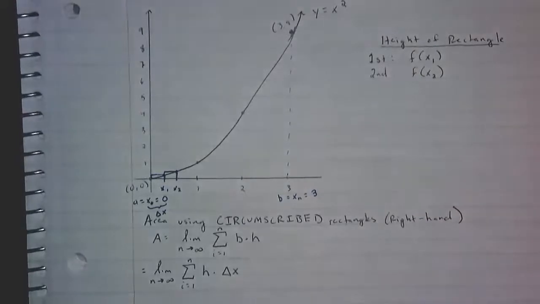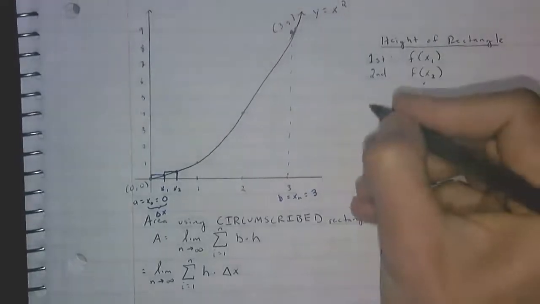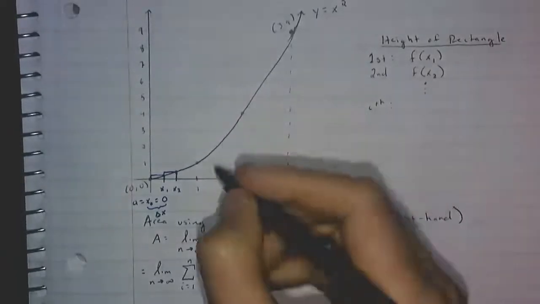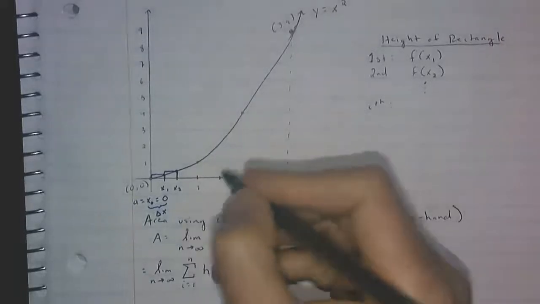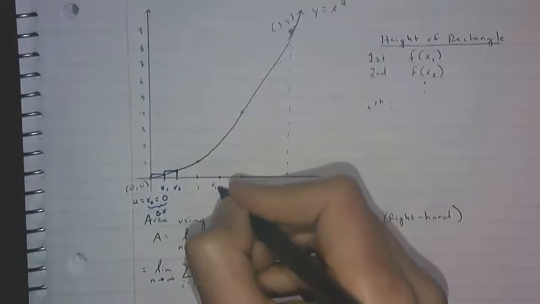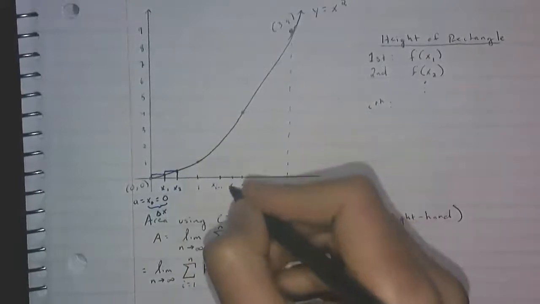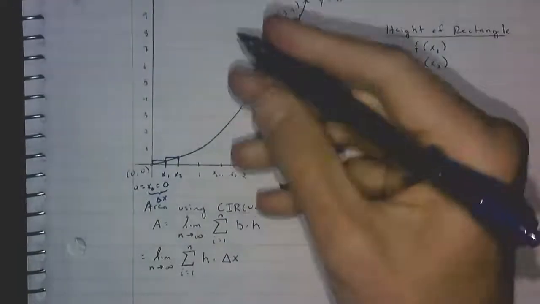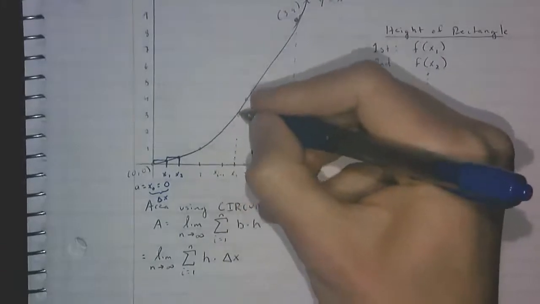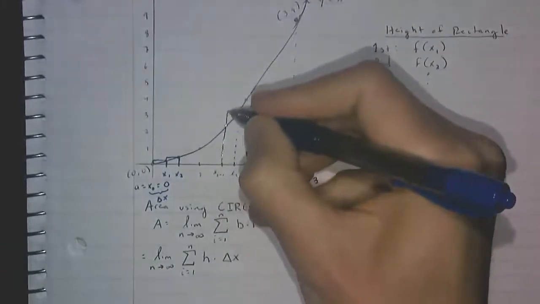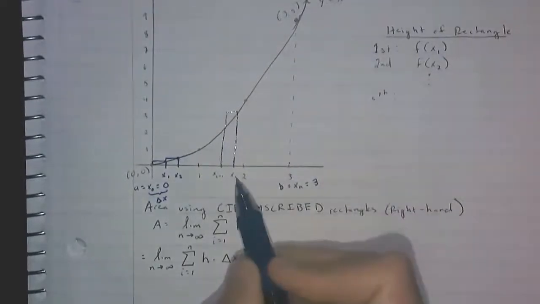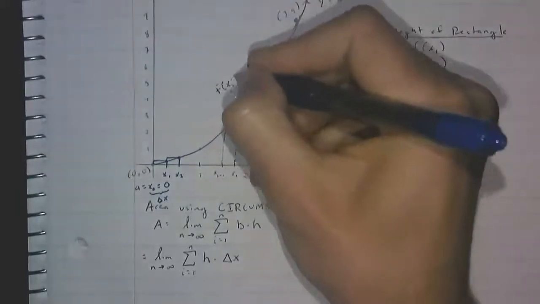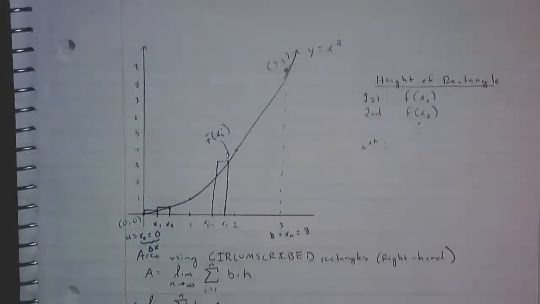And so then if we just wanted to do some random ith rectangle somewhere in the middle, our ith interval would go from x sub i minus 1 to x sub i. Because we want the maximum value, the height we would use for our ith rectangle would be f of x sub i.